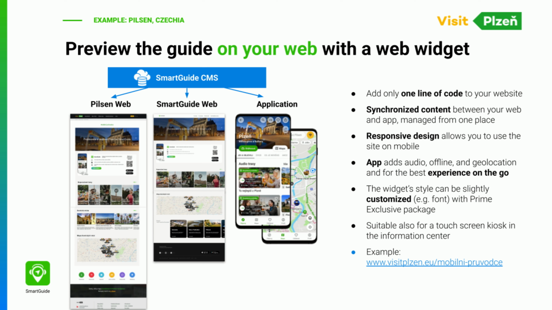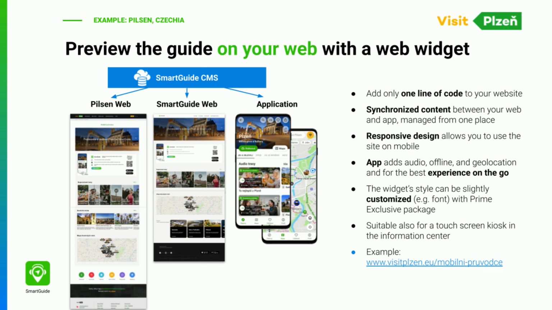The visitor journey starts already when travelers plan the trip and they like to know what guided or self-guided options you offer. Travelers often plan on the web. With the advanced web widget, they can get an interactive preview of your guide on your own website. They can seamlessly transition into the app with the same content, adding functions that are handy on the go, such as geolocation, audio, or offline.